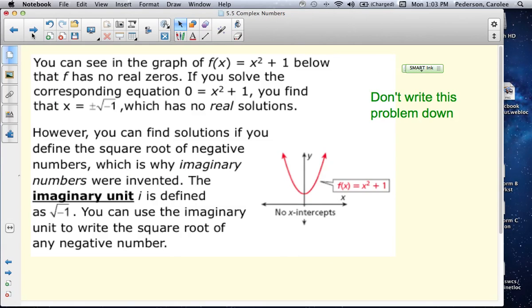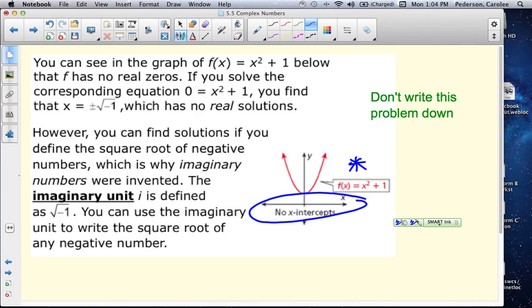This example I don't want you to write down. Here's what happens when you have an imaginary root. The parabola, what you see here, f of x equals x squared plus 1, has no x-intercepts. This parabola is above the x-axis. So if you get answers in this section that have a square root of a negative number, then you have an imaginary root, and you would not have any x-intercepts. They would be above the x-axis.